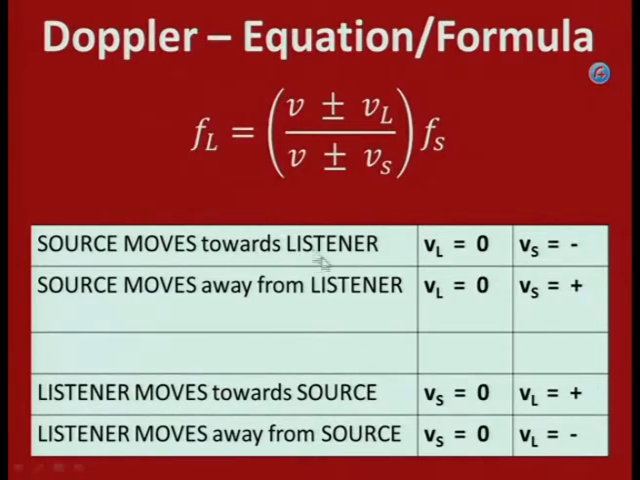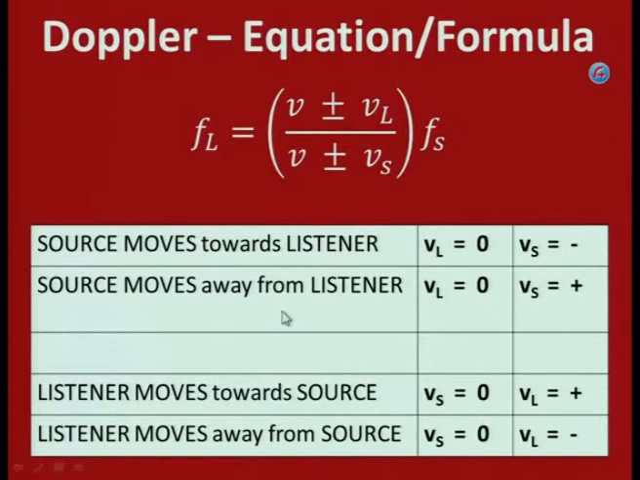So, if the source moves towards the listener, the listener is stationary and the source speed is negative. So then this will be 0 and this will be negative Vs. If the source moves away from the listener, the speed of the listener is 0 and the speed of the source is positive. So this will again be 0 and Vs would be positive.